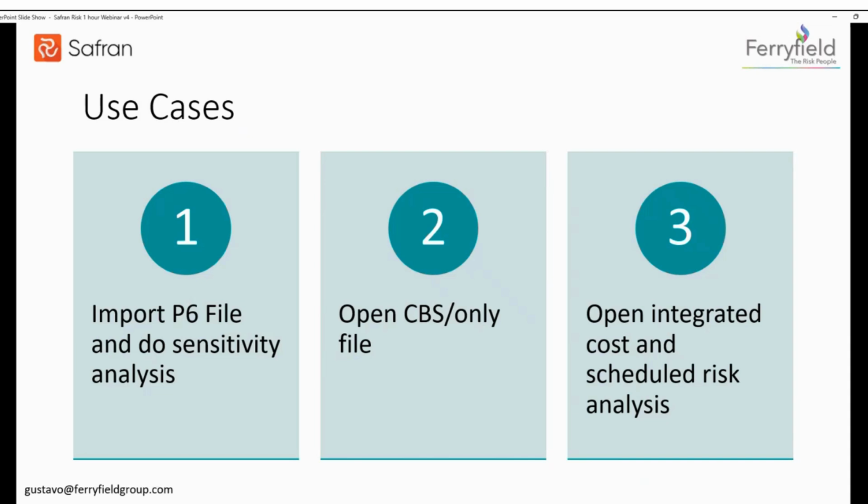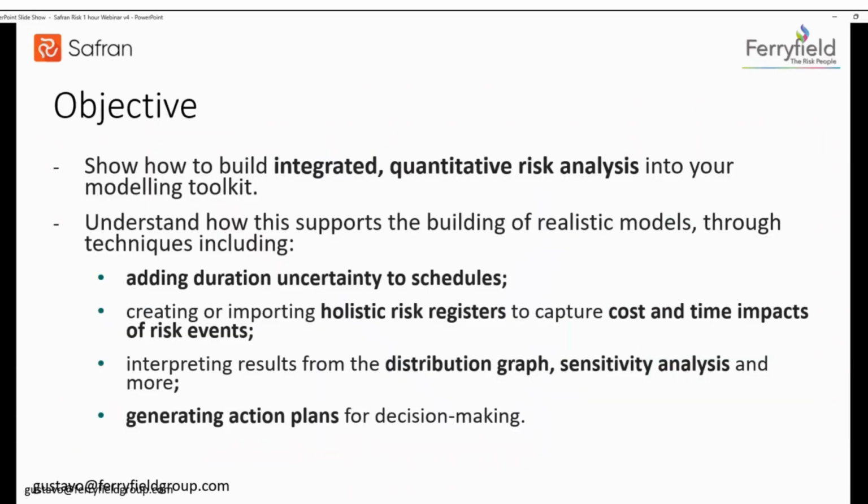Then we're going to do a CBS, or cost breakdown structure, analysis-only file. Maybe this is something you didn't know, but Safran Risk can run cost analysis on its own, meaning you don't have to have a Gantt chart or a P6 file. You can just open the cost file and run the analysis. And finally, we're going to do an integrated cost and schedule risk analysis. So these are the 3 cases that we're going to run today.